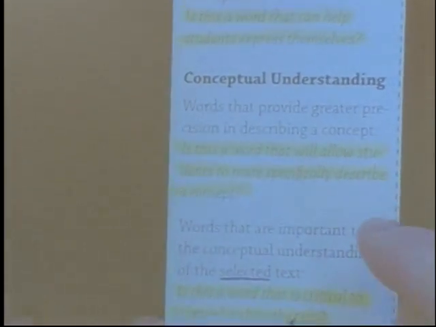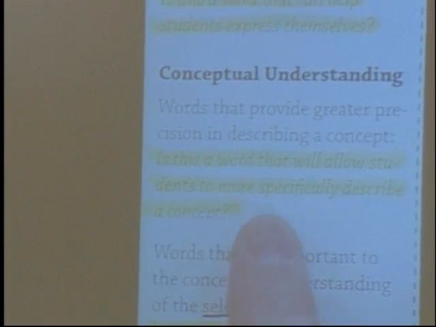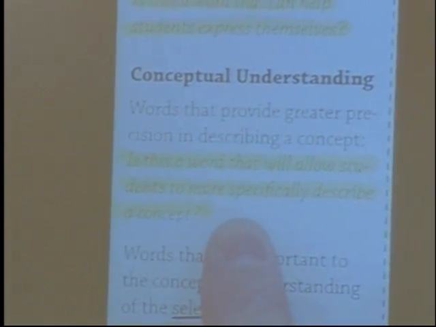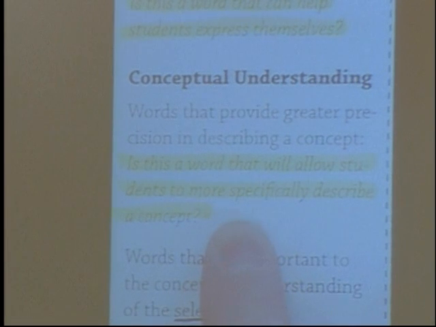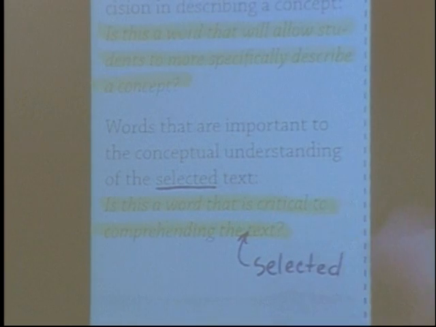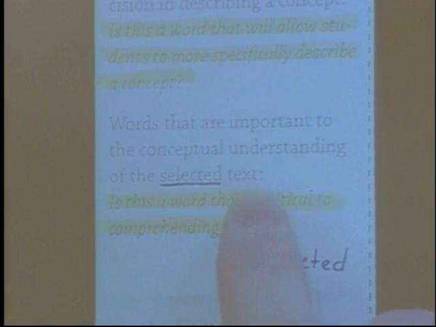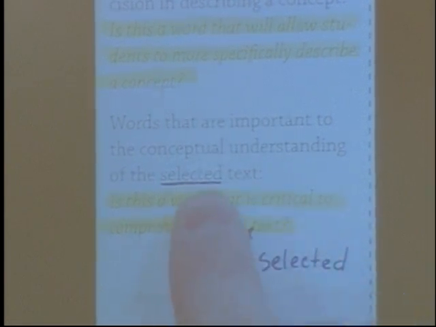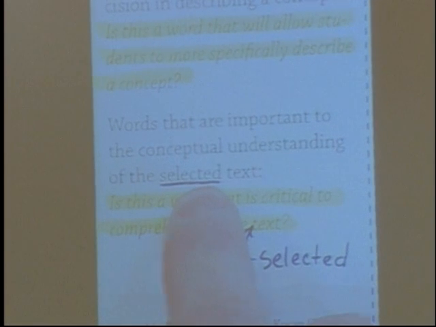Now we get to conceptual understanding. So this is step 3. Words that provide greater precision in describing a concept. Now, here's your test question for that. Is this a word that will allow students to more specifically describe a concept? Okay? But then, we get more specific to the text that you're teaching at the time with this part. Words that are important to the conceptual understanding of the, and I even underlined it, selected text.